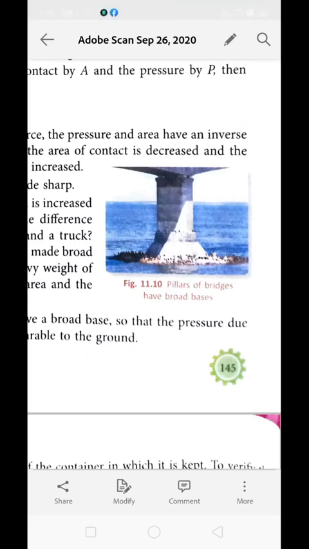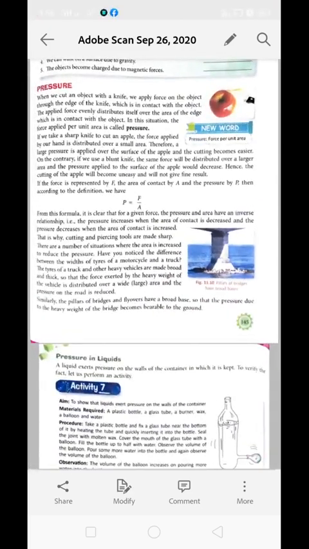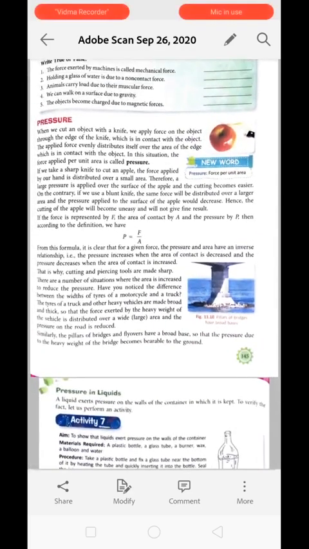You might have seen your mother using a needle to stitch a cloth. The stitching needle has a very sharp and pointed edge. Why? So that we can easily stitch clothes. We cannot use a blunt needle because it will need a greater amount of force, and it will be quite difficult to deal with. Understood? So when we want a high pressure, we simply decrease the area.